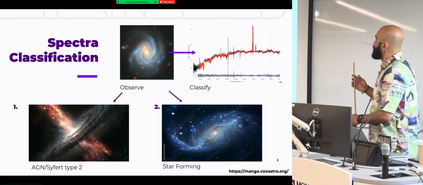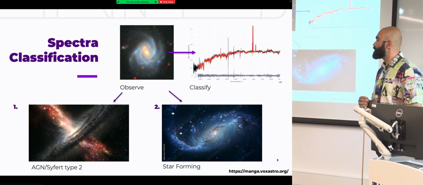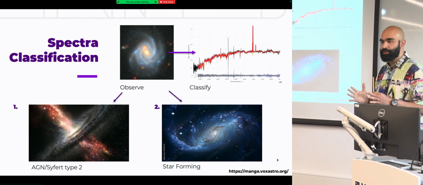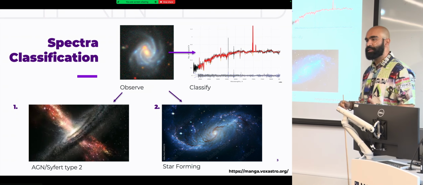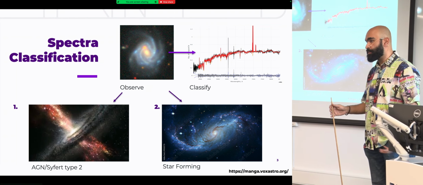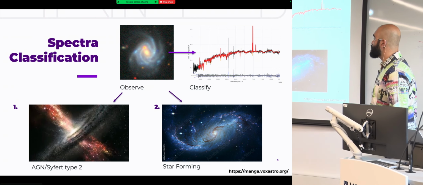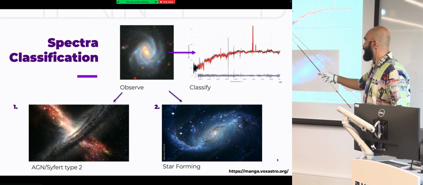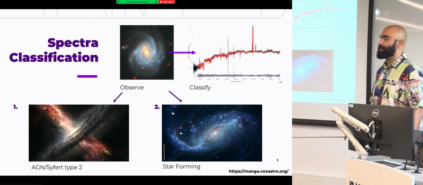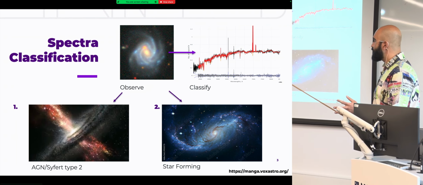So, we are interested in classifying galactic spectra. So we decide on a target and then we obtain an optical spectrum. Of course, everyone knows that optical spectra are the most abundant because of ground-based instruments that are abundant. So it's the easiest to obtain. And we want to use this tool, the optical spectra of galaxies, to be able to classify them based on their dominant ionizing source, right? These can be broken down into two main categories.